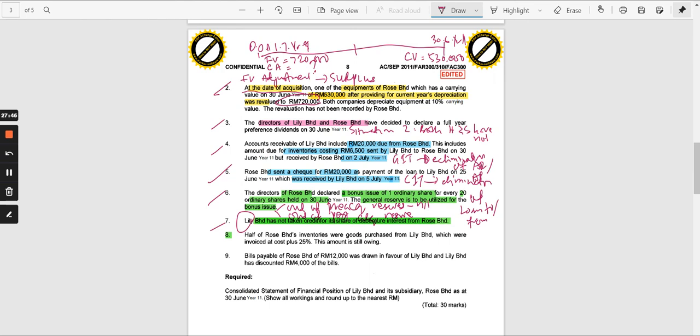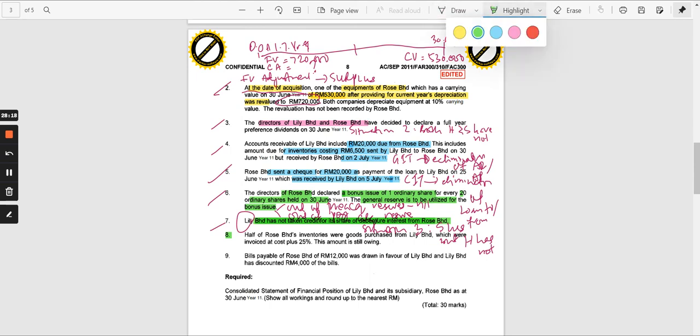So it must be eliminated, the intra-group debenture interest or intra-group dividends. And so this situation relates to situation 3, where subsidiary has recorded but holding has not. Okay, we'll be doing that.